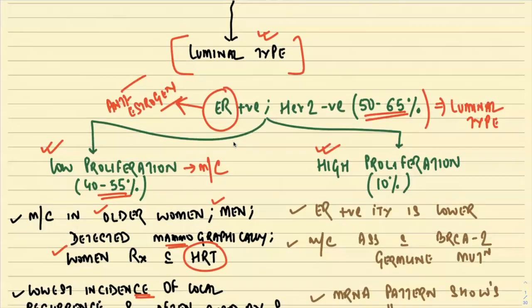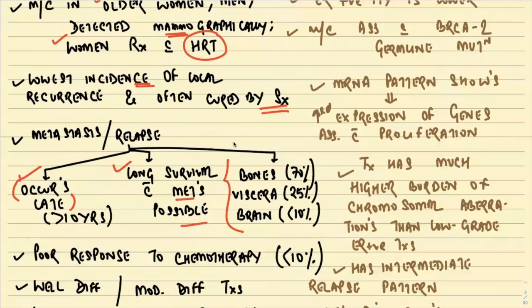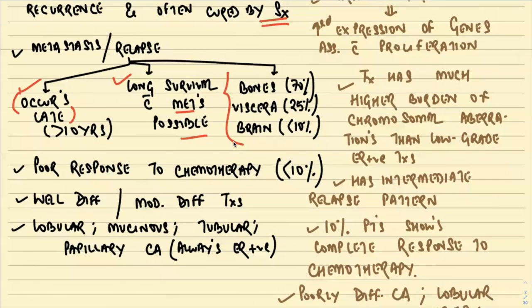So the luminal variety, which is low proliferation, responds very well to the hormonal therapy, but the response to chemotherapy is very less. They have a very poor response to chemotherapy. Less than 10% of the cases respond to chemotherapy, but most of them respond to the hormonal therapy and they have a very good prognosis. These tumors are usually well differentiated or moderately differentiated tumors.